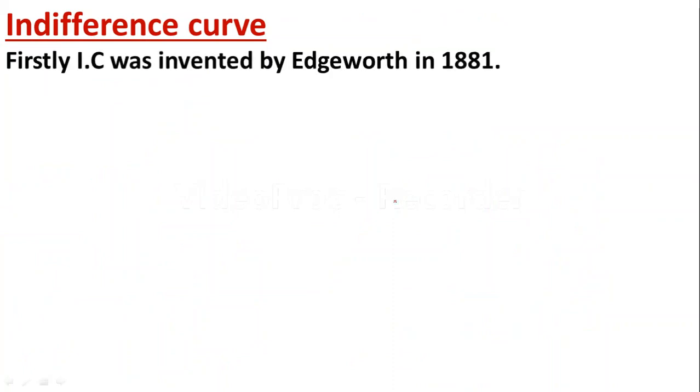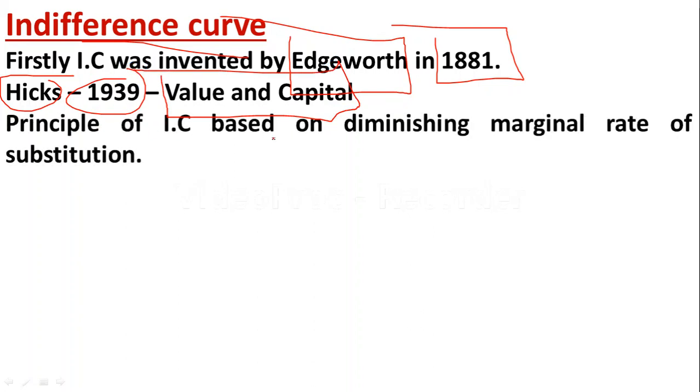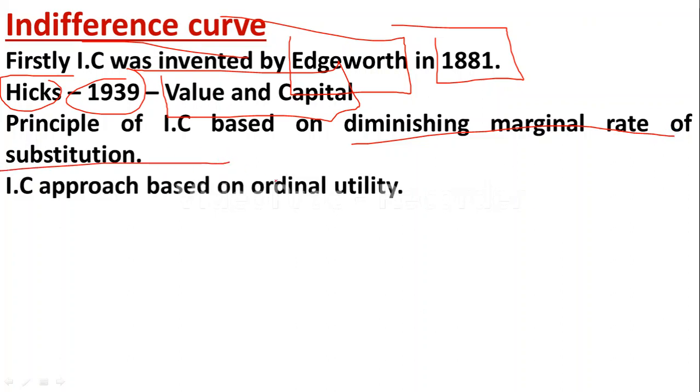Next, let us study indifference curve analysis. Indifference curve analysis was first given by F.Y. Edgeworth in the year 1881. Then this indifference curve analysis was used by Hicks in 1939 in his Value and Capital. The principle of the indifference curve is based on diminishing marginal rate of substitution, MRS. Then the IC approach is based on ordinal utility.